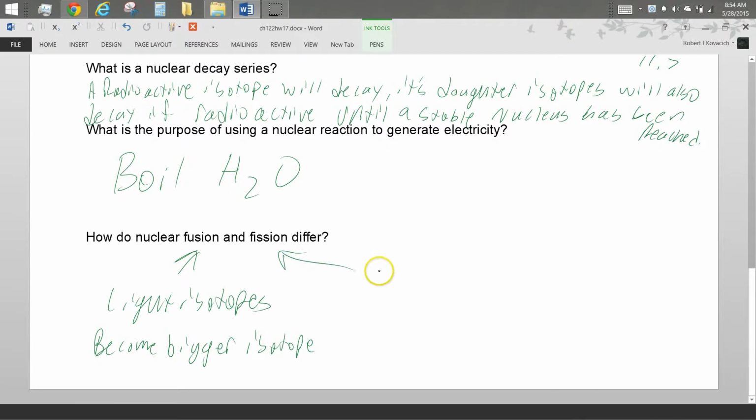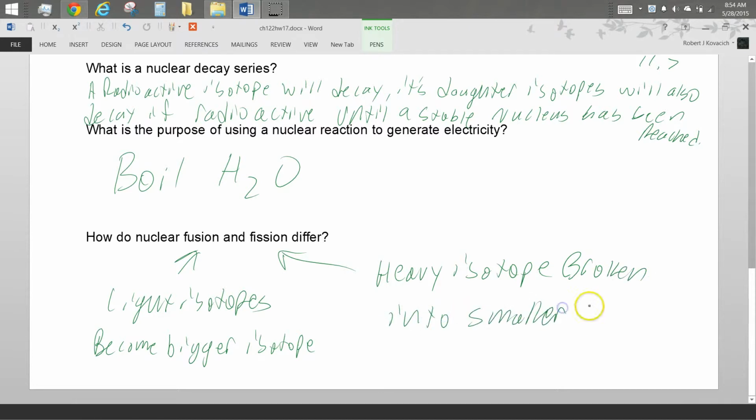The opposite. Neutron enters a nucleus and makes two small nuclei. This is kind of similar to a decomposition reaction in chemistry where one thing becomes two things. Okay.